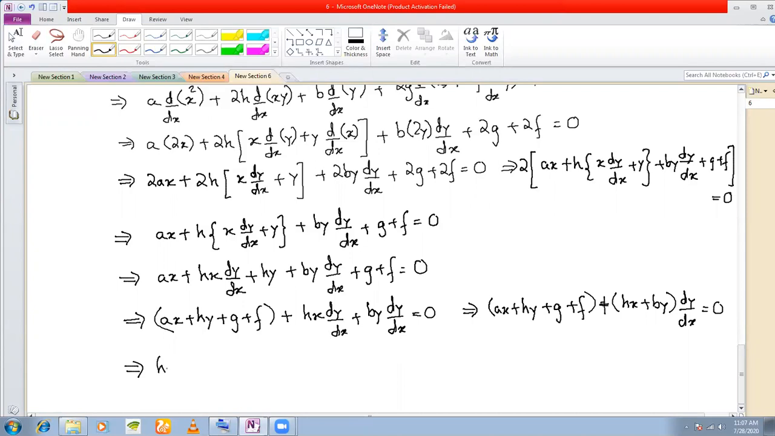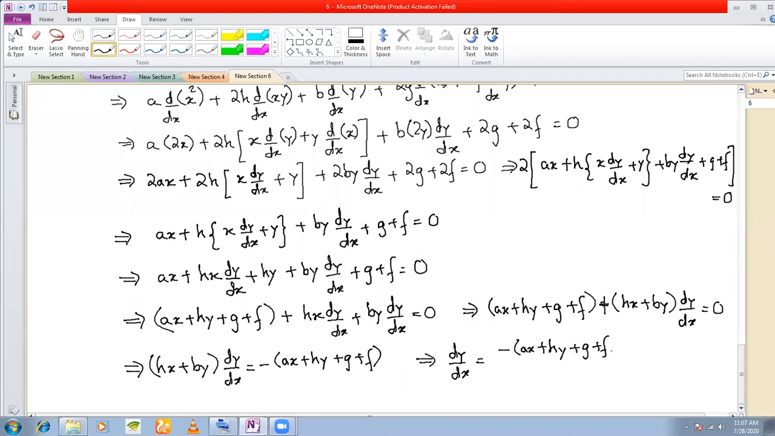So I get (hx plus by) dy/dx is equal to minus (ax plus hy plus g plus f). That means dy/dx is equal to minus (ax plus hy plus g plus f) divided by (hx plus by). So this is my required dy/dx. Clear?